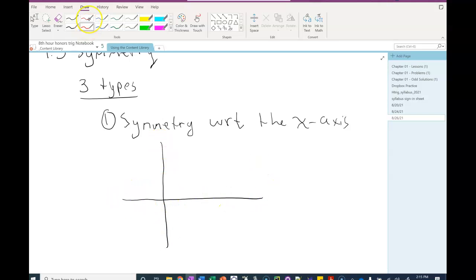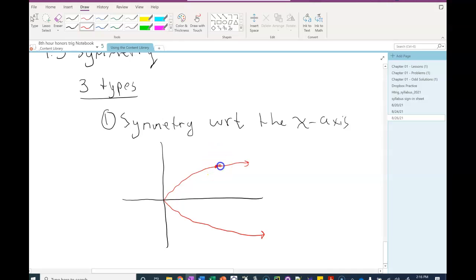So let's look at an example of what we mean by a graph or a function that's, I shouldn't say a function, let's just say a graph that has symmetry with respect to the x-axis. So this is an example of a graph that's symmetric to the x-axis. Basically what we're saying is if I take the half that's above the x-axis and I reflect it across the x-axis, it's going to lie exactly on top of the part that was below the x-axis.